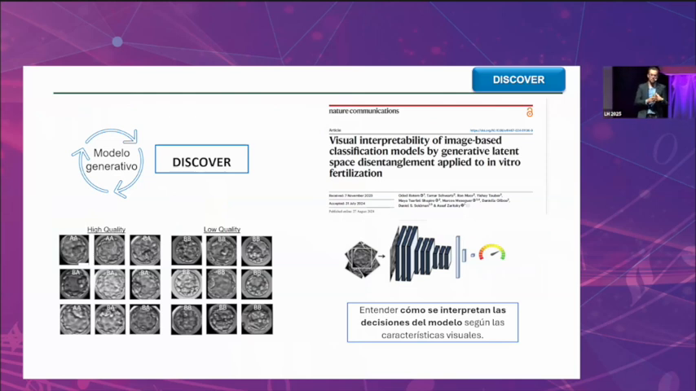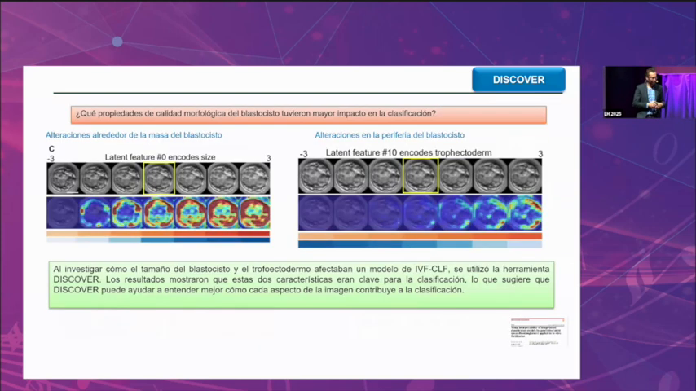In this paper, what we did was to make an explanation of the score of each one of the embryos. We use this thing here, which is the heat maps. The heat maps are telling you which parts of the blastocyst are more informative to explain the outcome.